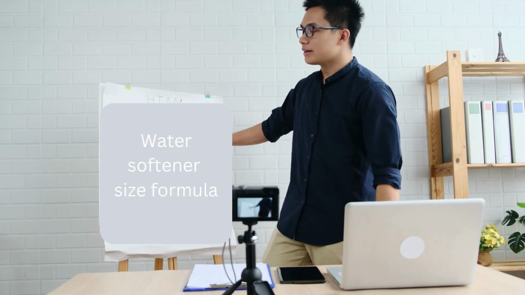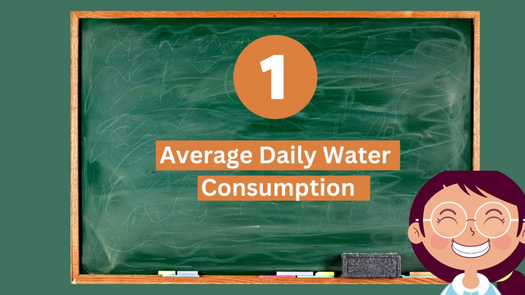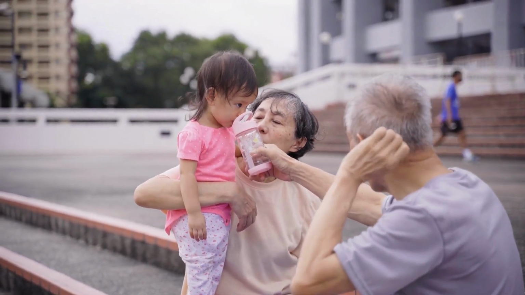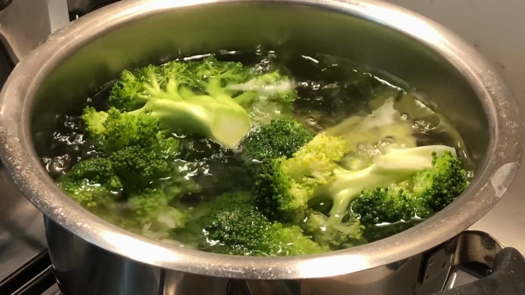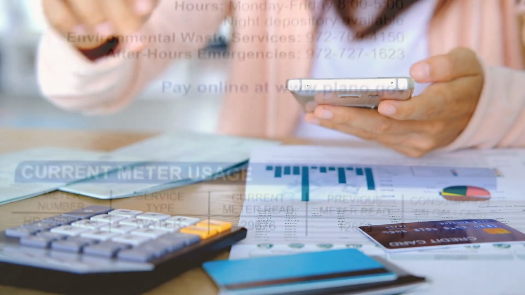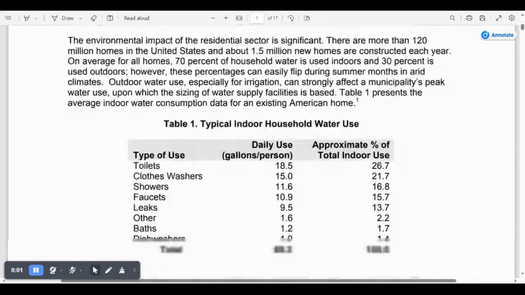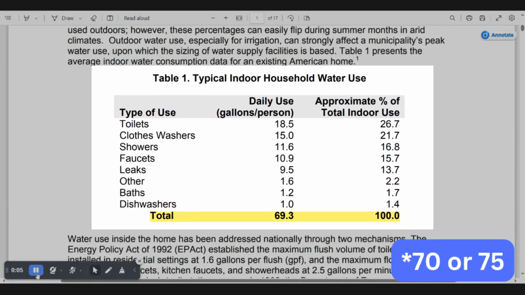Let's break this formula down to help you understand. First component is easy: average daily water consumption. This is the water your family consumes daily, including cooking, drinking, and laundry. To calculate how much water you use daily, you may either refer to your city water bill or multiply the number of people living in your house by 75, the EPA estimation of average water consumption by a typical American.